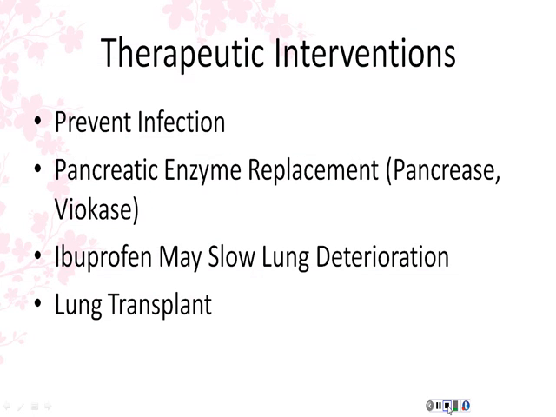Therapeutic interventions, so prevent infections: flu vaccines yearly, and also prophylactic antibiotic treatments. And then we talked about pancreatic enzyme replacement, pancrelipase or Viokace, to reduce the symptoms related to malabsorption. Ibuprofen has also been shown to maybe slow lung deterioration because of its anti-inflammatory properties. And then ultimately, these folks may need a lung transplant.